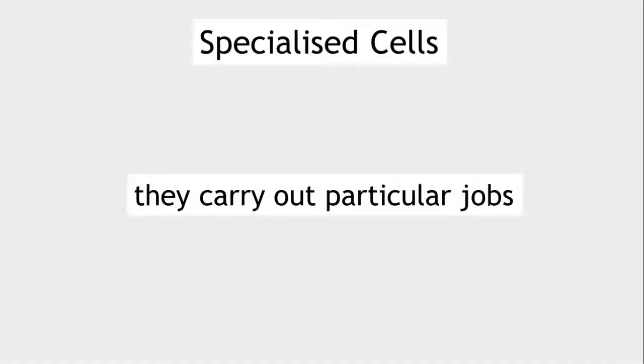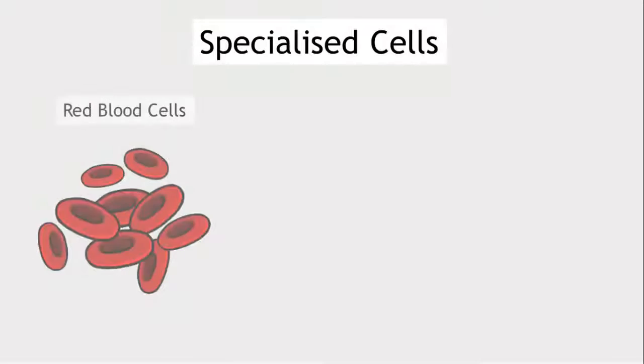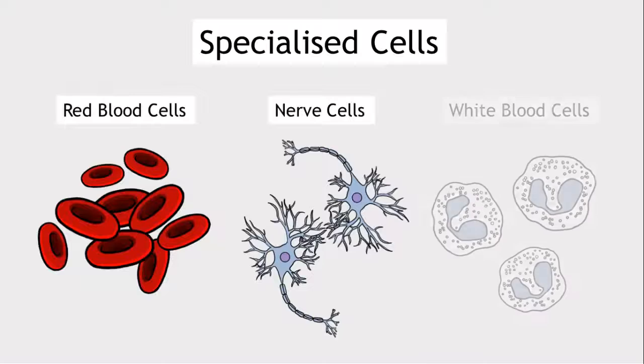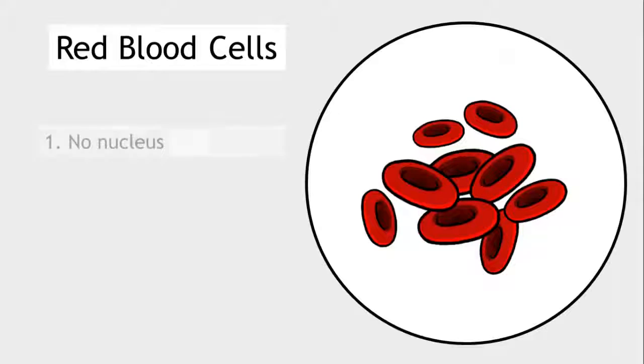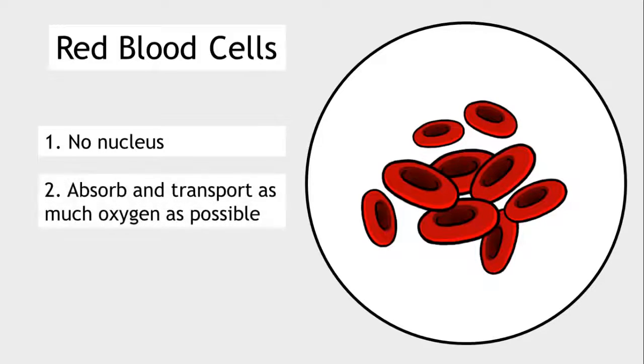Specialized cells. So some cells are specialized. They are able to carry out particular jobs. The specialized cells we will look at are red blood cells, nerve cells, and white blood cells. Red blood cells do not possess a nucleus. This is so that they've got enough space to be able to absorb and transport as much oxygen as possible.